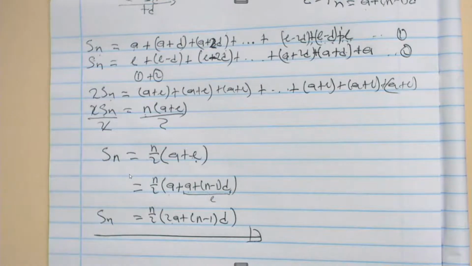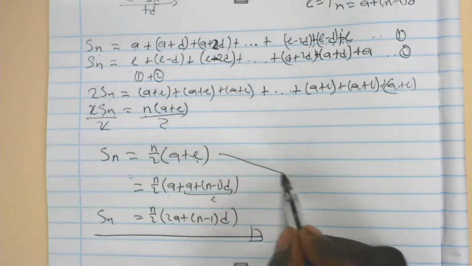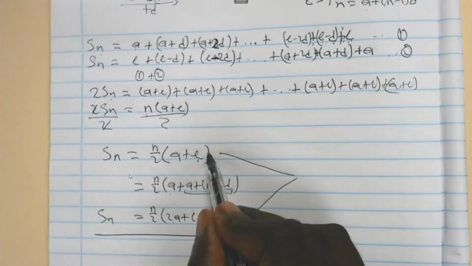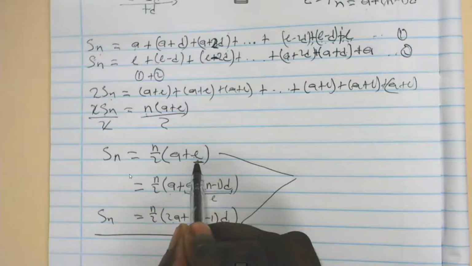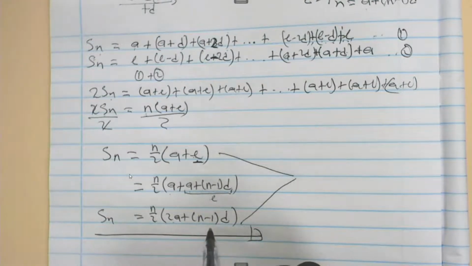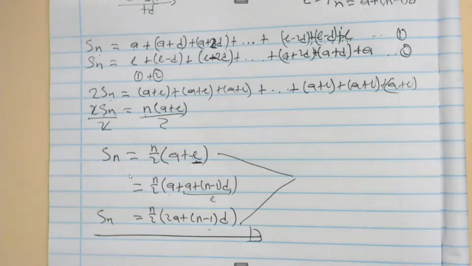Now both formulas can be used. This one can only be used provided that we have the last term. This one can be used in both scenarios, whether we have the last term or we don't have the last term. But this one can only work provided that we have the value of the last term.